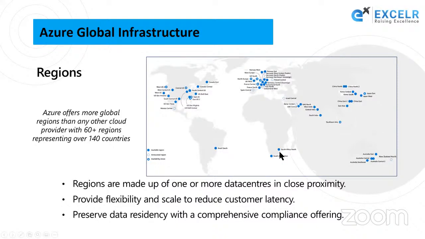In India, we have three regions: West India, Central India, and South India. So these are the three regions within India, and we can use West, Central, and South India as per our need.